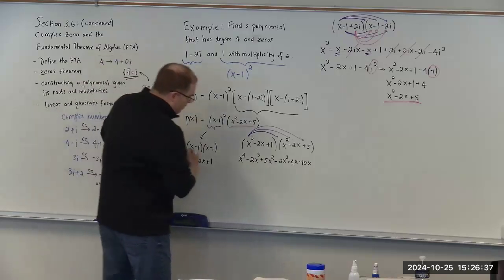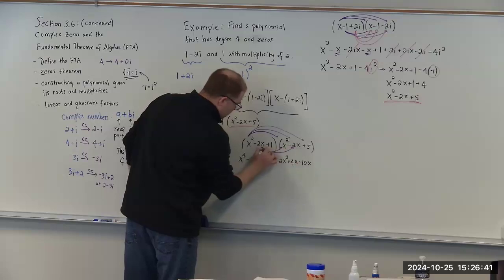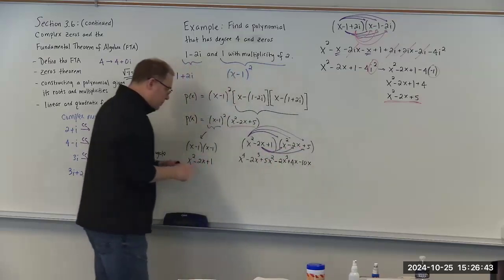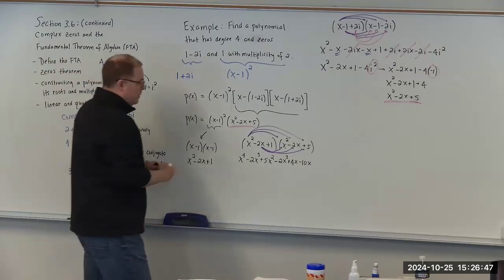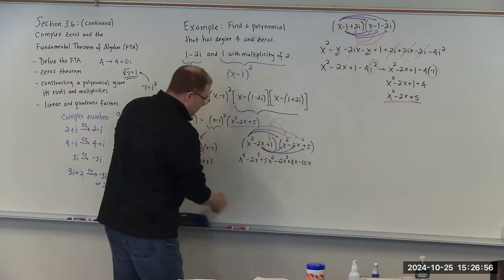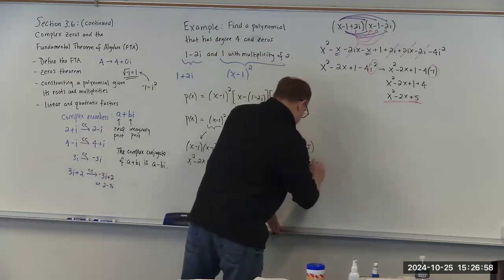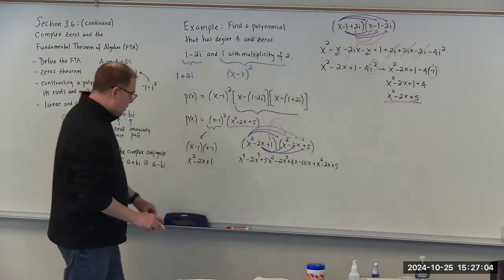So again, taking this times this one, this times this, and then finally, the last term. Okay, so we have 1 times x squared, negative 2x, and positive 5. Okay, so let's combine all the terms.